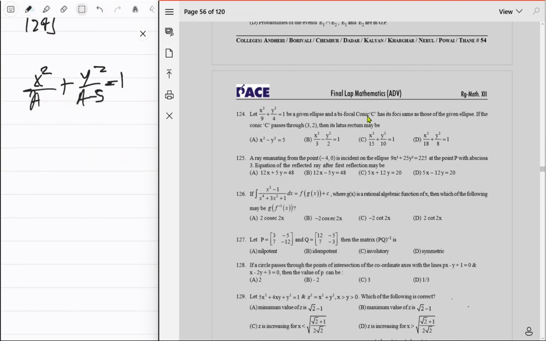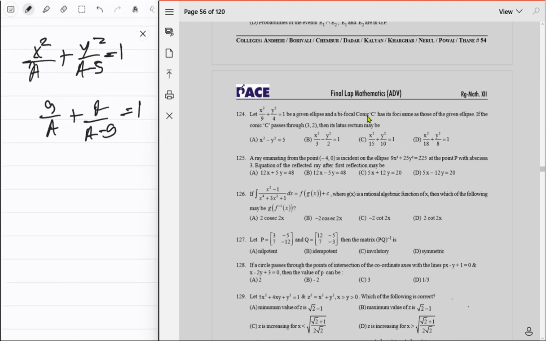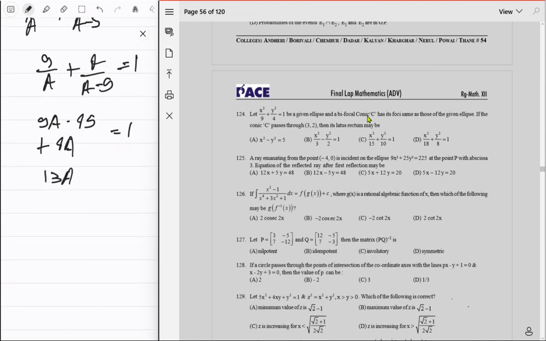अब मुझे चाहिए क्या है? Right. If the conic C passes through 3, 2, just put that in like 9 upon a plus 4 upon a minus 5 is equal to 1. Right, and its latus rectum जो भी है. So 9 is like 9a minus 45 plus 4a is equal to 1. So just 13a equal to 46. Right, it's like a equal to what? Ooh, that's not good. Okay, got it. Just 23. Okay, तो हो गई. Just 46 upon 13 is the same. That's what this thing is.